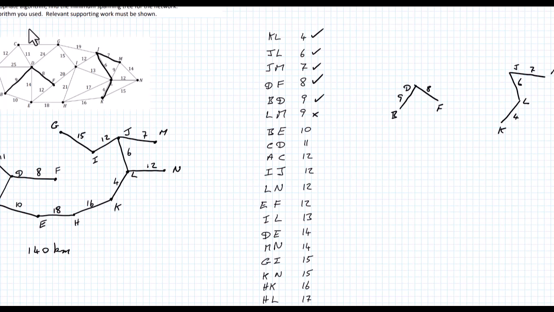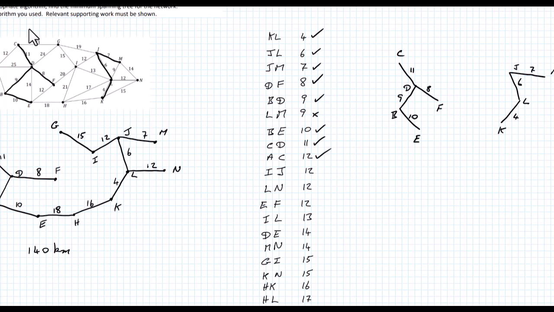Next one is B to E. So B to E comes down along here, and that's 10, so we'll include that one. So B to E, 10. Next one then is C to D. C to D comes down along here, so we can do that one. C to D is 11.